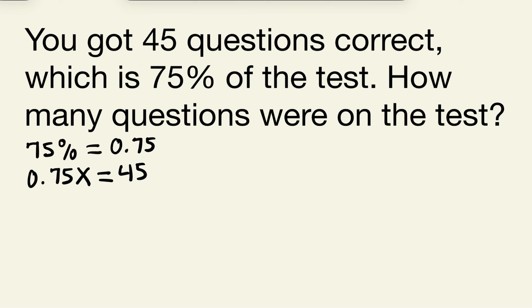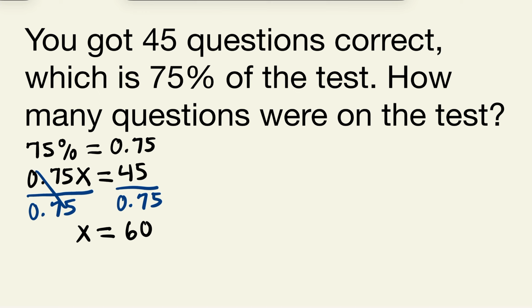The next thing you would want to do is to divide. So we're going to divide by 0.75 on both sides. So that is 0.75 on the left and on the right. The 0.75s cancel out, and we are left with x on the left side, our variable, which equals 45 divided by 0.75 is 60. And that is the final answer. How many questions were on the test? There were 60 questions on the test.